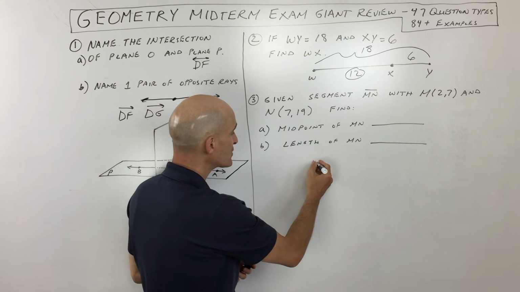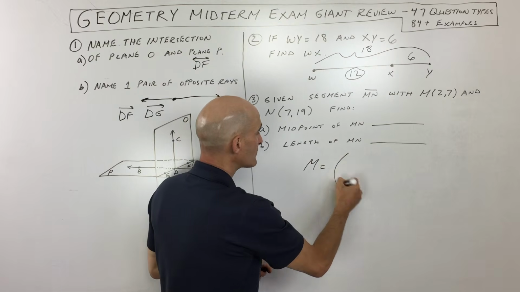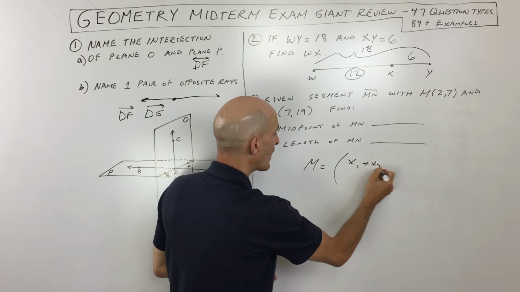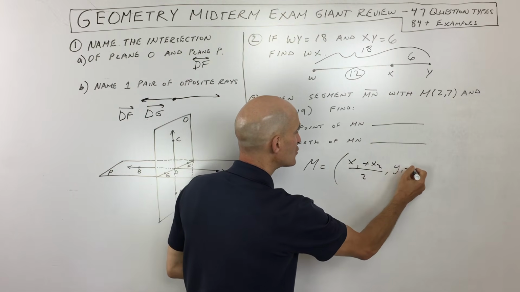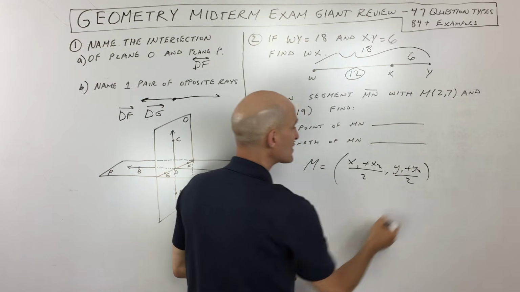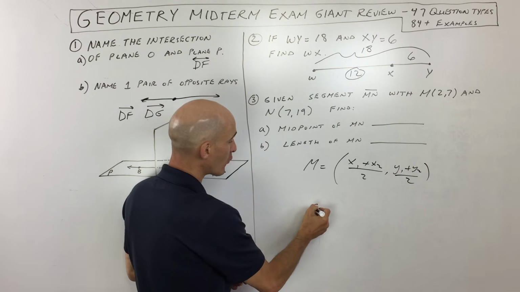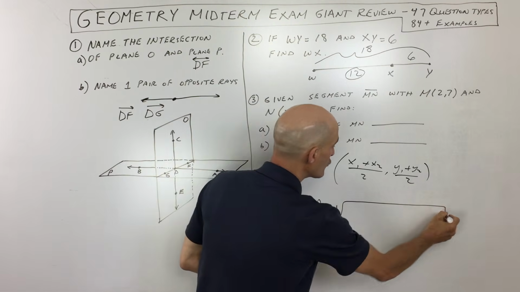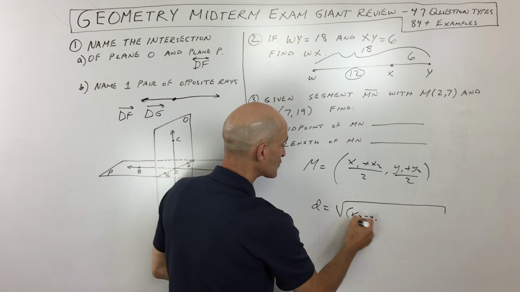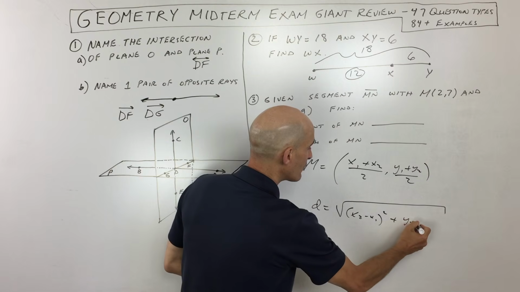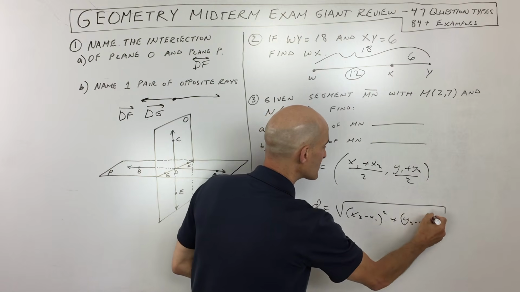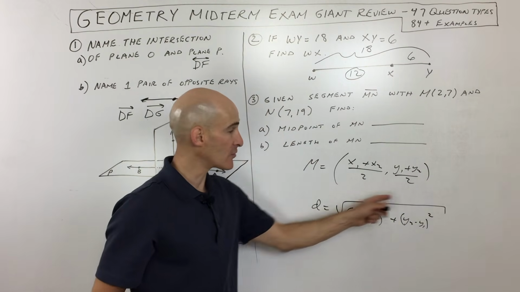So let me write down those formulas here for us so we can analyze them a little bit further. So midpoint, what you're doing is you're adding the X coordinates up and you're dividing by 2. And you're adding the Y coordinates together and dividing by 2. Whereas for the distance formula, you're taking the square root of the difference in the X coordinates squared plus the difference in the Y coordinates squared. Then you add them together and take the square root.